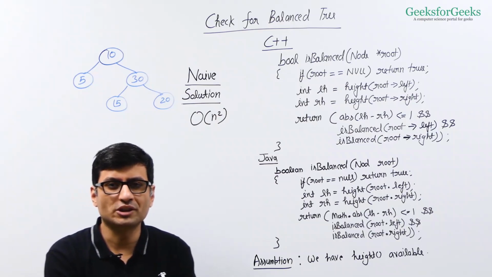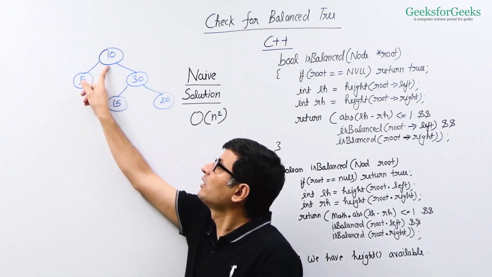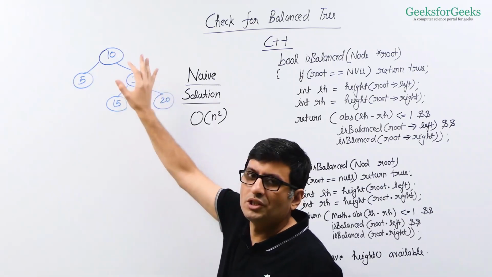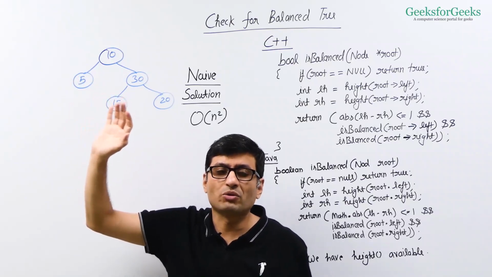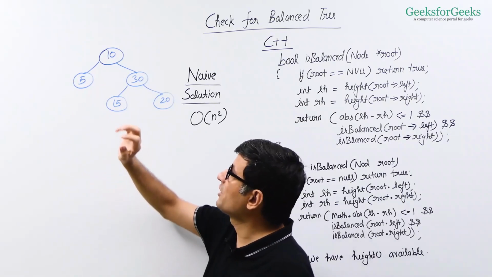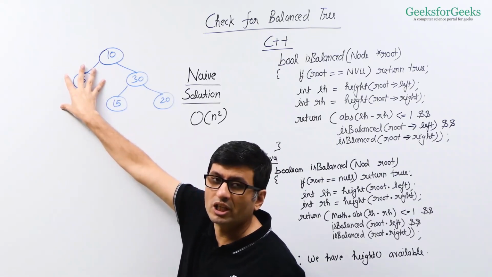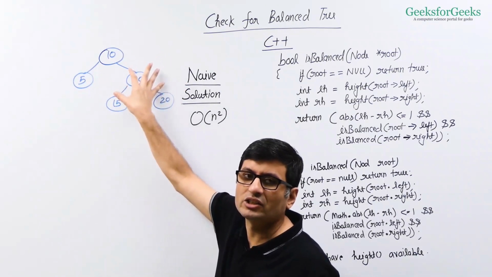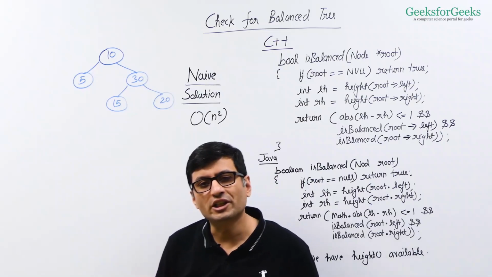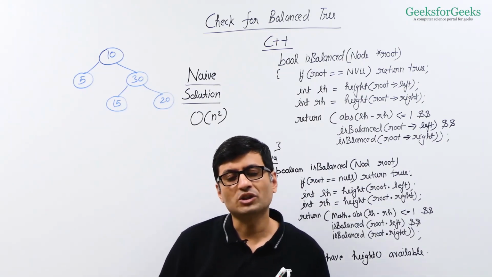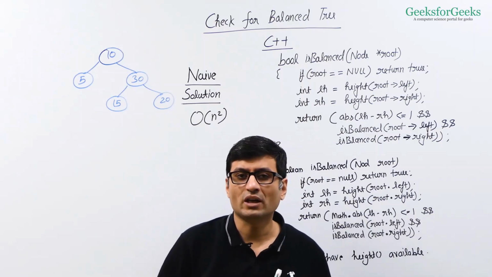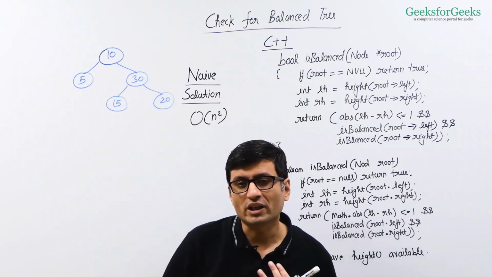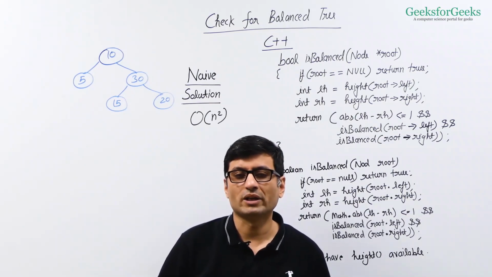So the idea of naive solution is simple. We begin with the root. We compute the height of left subtree, compute the height of right subtree. We check if the difference is less than or equal to 1. If that is true, then we call is balanced recursively for the left subtree to check if the left subtree is also balanced, and we call is balanced recursively for the right subtree. So if all these three conditions are true, then we return true. Which three conditions? First thing is the difference between heights of left subtree and right subtree should be less than or equal to 1. Left subtree should be recursively balanced. The right subtree should be recursively balanced.